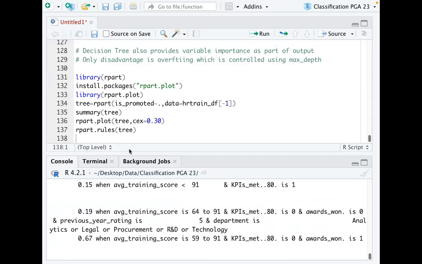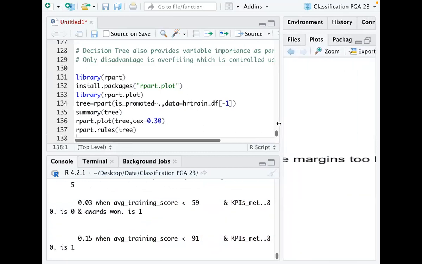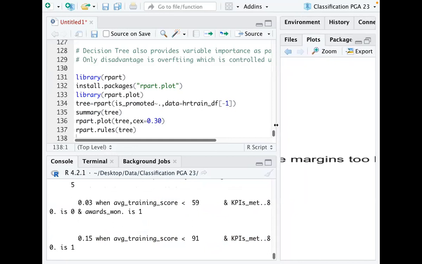0 means not promoted. 1 means promoted. So this is how the rules are created from the tree. The first rule is very simple. If greater than 91, he will be outrightly promoted. 88% probability. That is very high probability. He will automatically get promoted. So this is how the rules are created from the tree itself, and these rules are used for predictions.